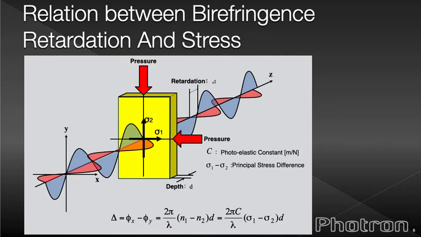Retardation values that can be determined by the phase difference of the X and Y components show the internal stress within the sample being tested and are relative to the material thickness and the photoelastic constant of any material being viewed.